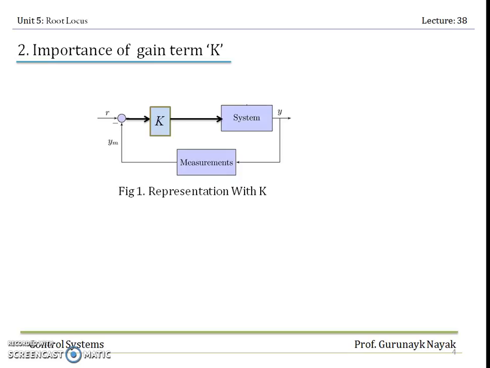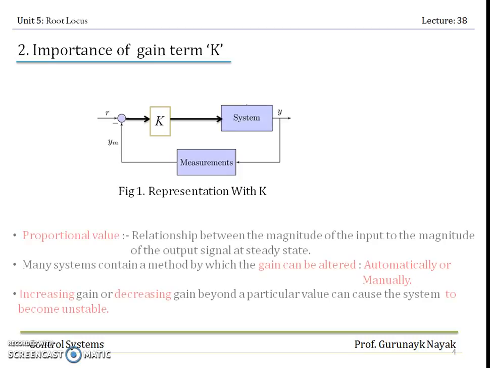We look at the block diagram shown in figure 1, which represents the K term in series with a system. Almost all practical systems will have their output dependent on the gain K. So it is represented as a separate term K, and if the system is represented by G, the forward path transfer function is given by K into G, and the feedback path represents the measurements by sensors or any actuators. Basically, K represents a proportional value, or the relationship between the magnitude of the input and the magnitude of the output signal at steady state.